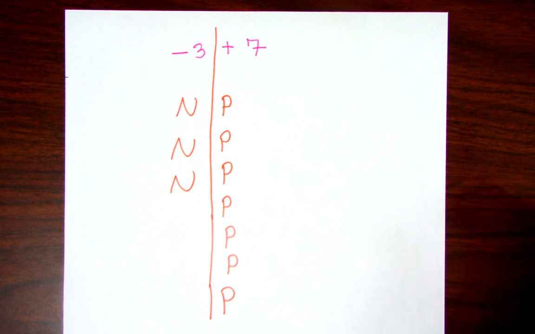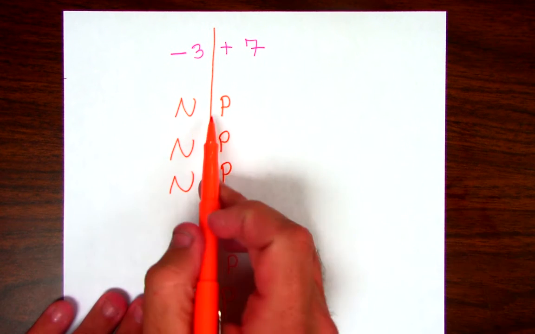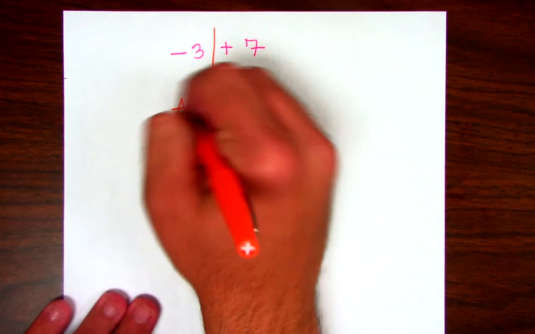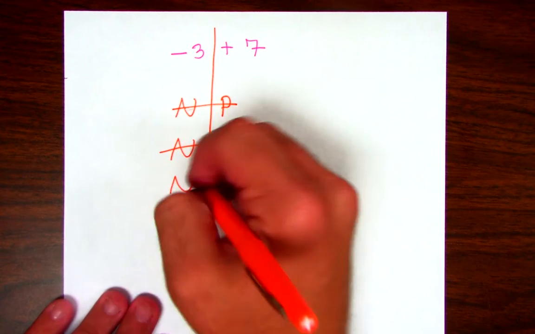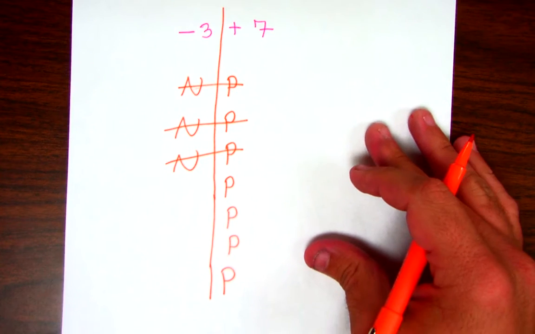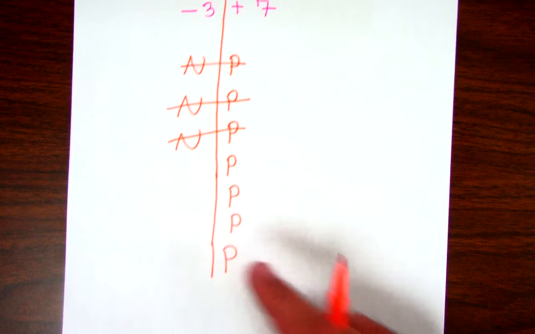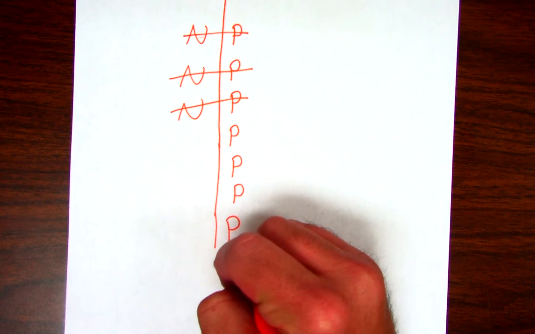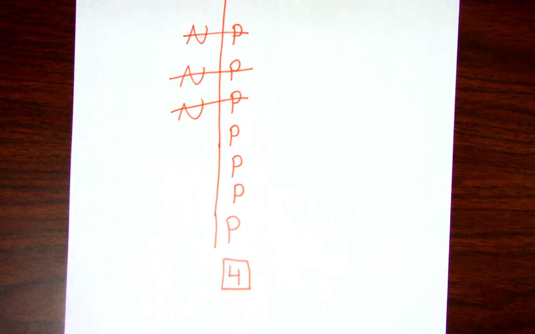Alright? Are there any zero pairs that I can cancel out? Well, yes there is. Here's one zero pair. Here's another zero pair. And here's another zero pair. Well, what am I left with? I'm left with 4 people with positive attitudes. So I have a positive 4 as my answer.